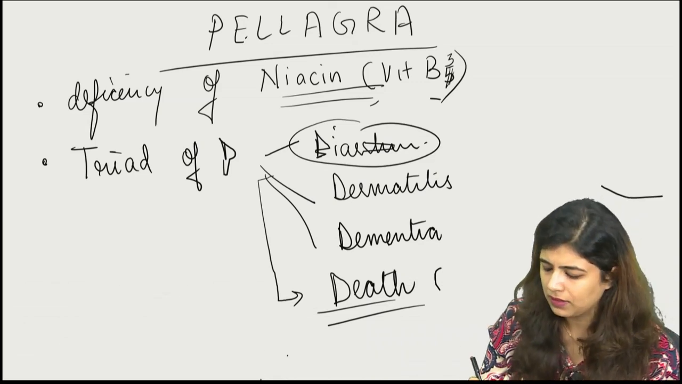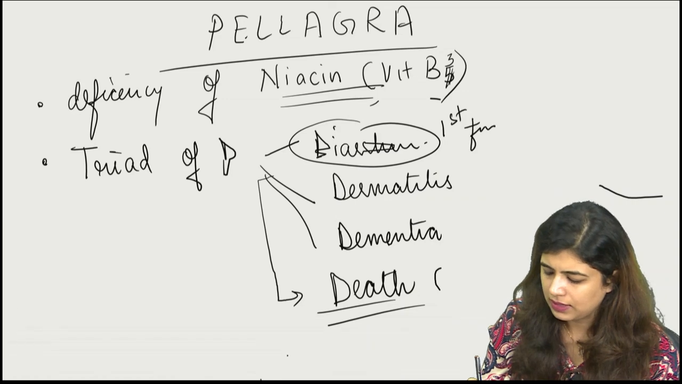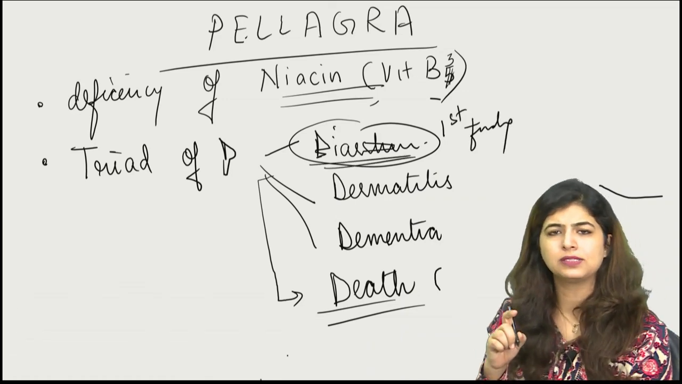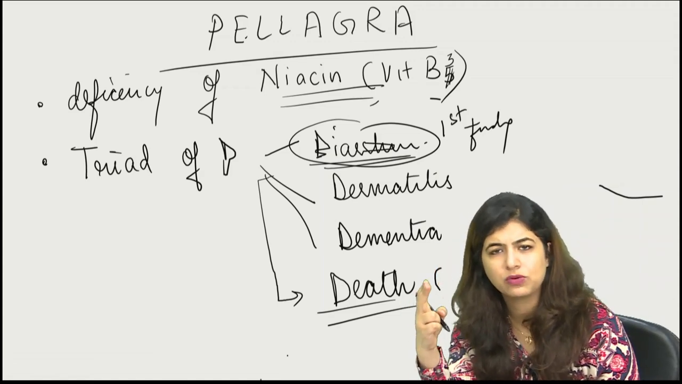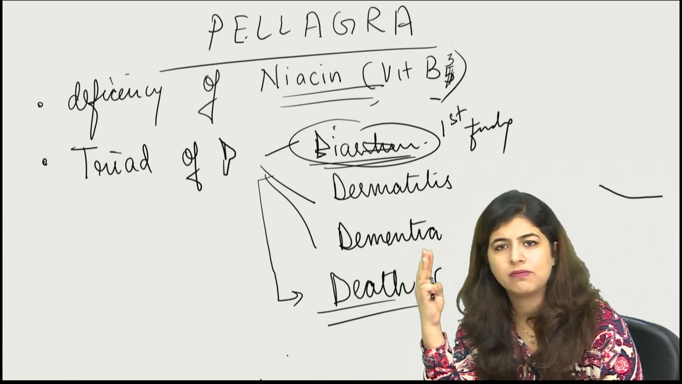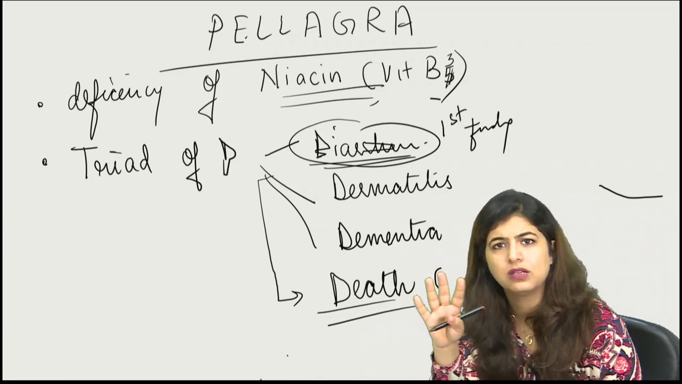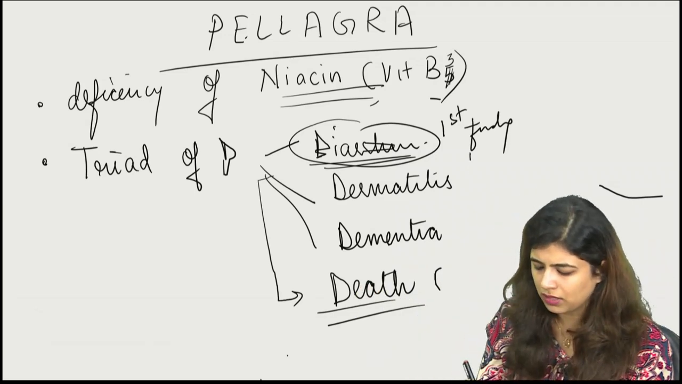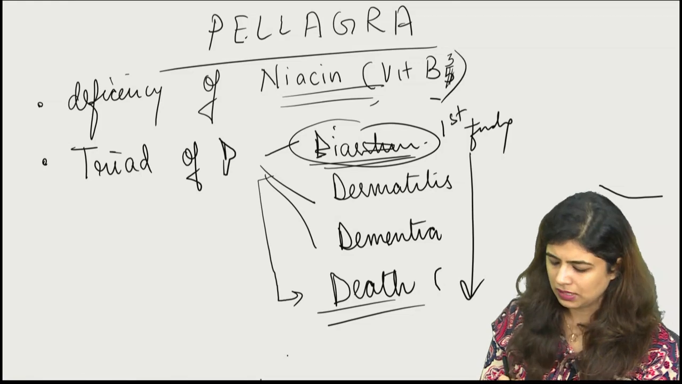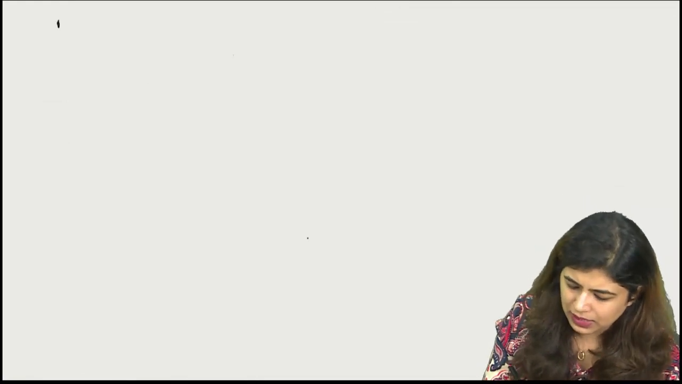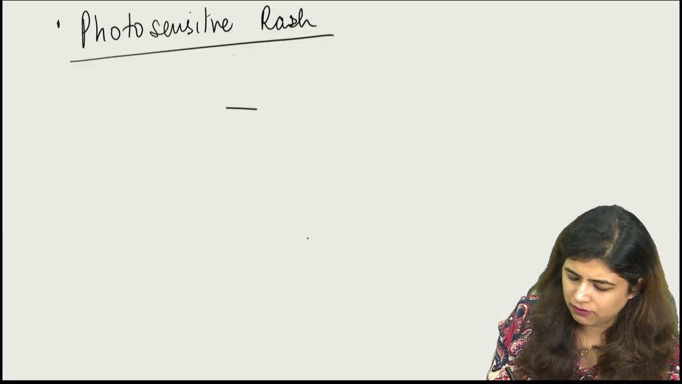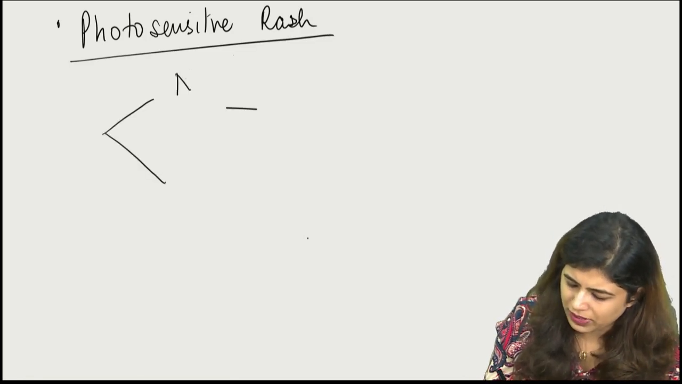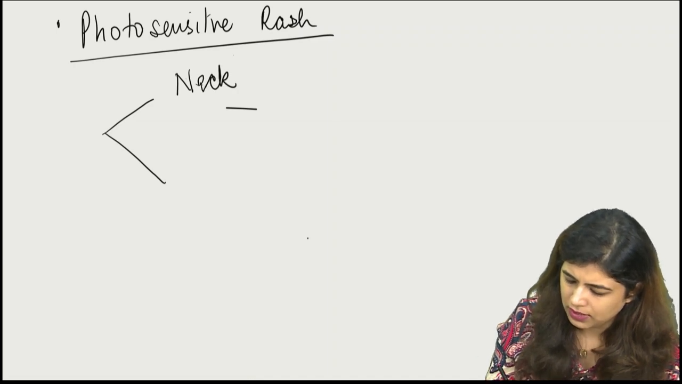And this is also the order in which it happens. The first thing to happen in pellagra is diarrhea. So pellagra begins with the GI tract. First thing is diarrhea, then the patient will have dermatitis, after that dementia, and if it still remains uncorrected, death. So this is also the order in which the disease progresses. Moving to dermatitis, here the patient has a photosensitive rash.